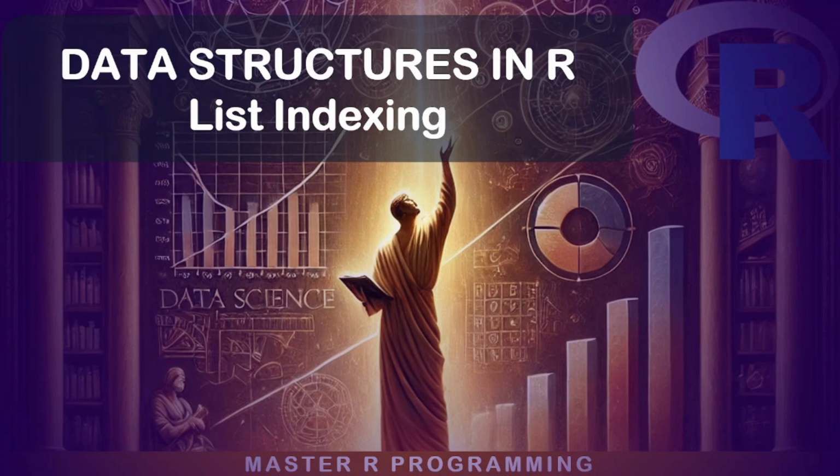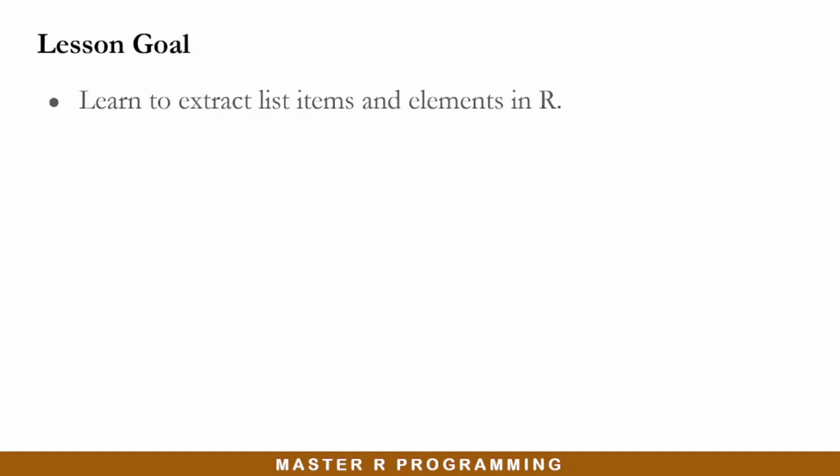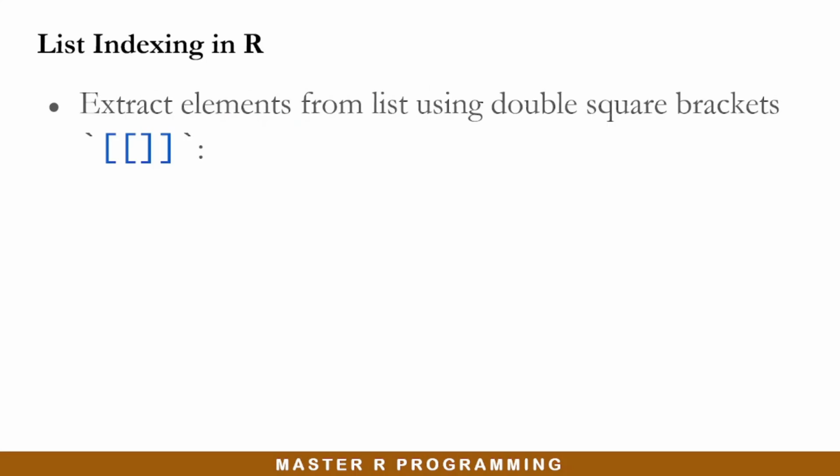Hello everyone. In this lesson, we will learn about list indexing. By the end of this lesson, you will learn how to extract list items and elements in R. Accessing elements within a list is done through indexing. If you want to extract elements from a list, you can do so using the double square bracket. And this is how you do it.